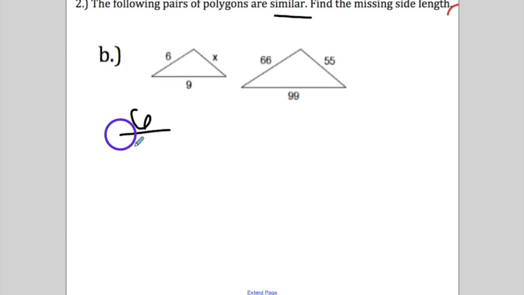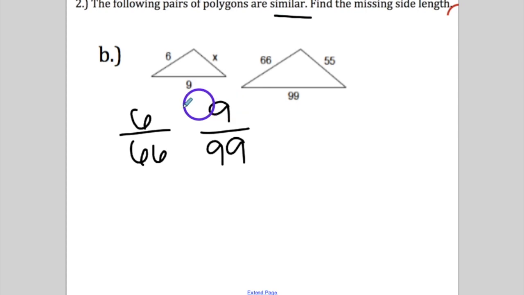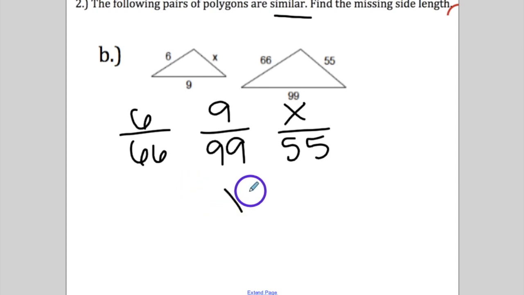So we have 6 to 66, 9 to 99. What is that correlation there? It looks like that scale factor, 6 to 66, would be a multiple of 11, 9 to 99. So then if I match up my missing piece, X over 55, I see that the X must be 5, so that all 3 sides would have that same scale factor or ratio. So in this particular problem, the value of X would be 5.